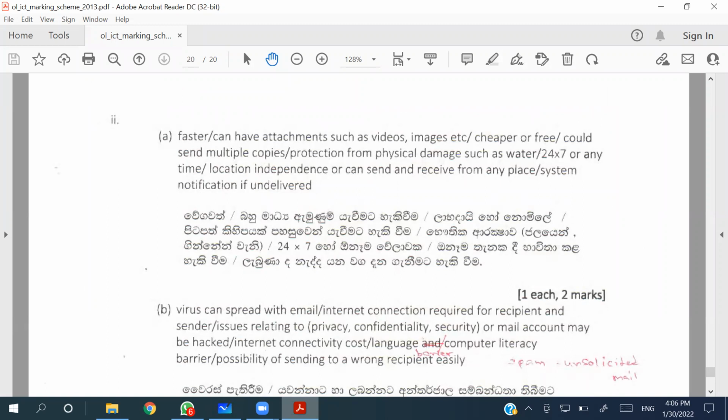So the physical security is guaranteed. You can access it anywhere at any time, right? And you can use it at any place you want. And since there are delivery reports and all these things, we can have the idea whether the message is being transferred properly or not, right? So those kind of things can be taken as the answer. So 2 marks for any 2 answers.